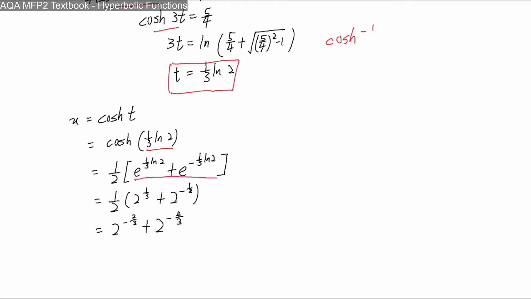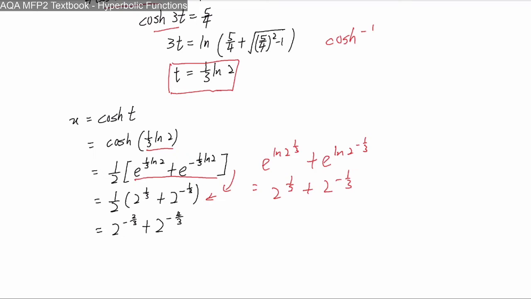How do we get to the next step? Because we have e to the power of 1 over 3 ln 2, which can be written as e to the power ln 2 to the power of 1 over 3, and we have a similar thing for the other term. Because we have e to the power of ln of something, it is just equal to that term. So this is basically what we get, and this is how we get the second last line here.